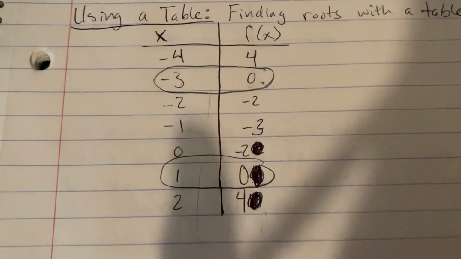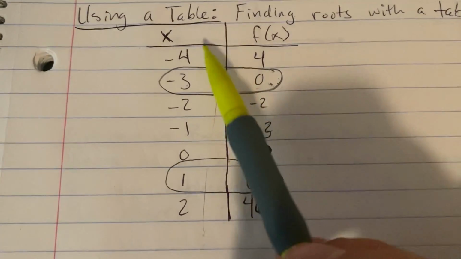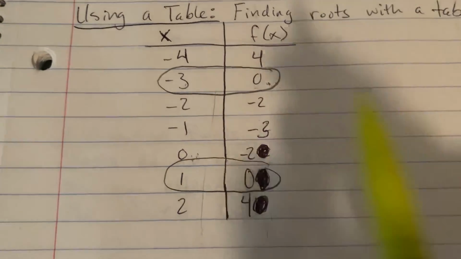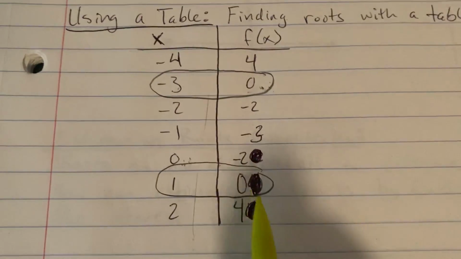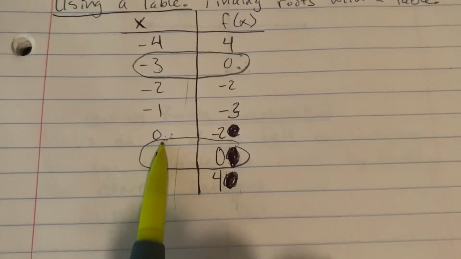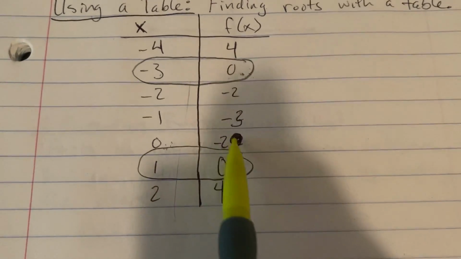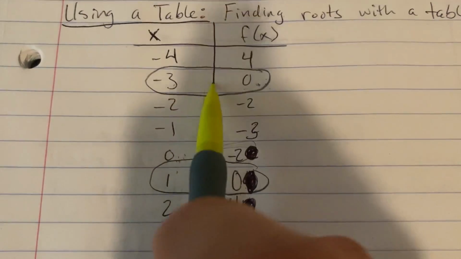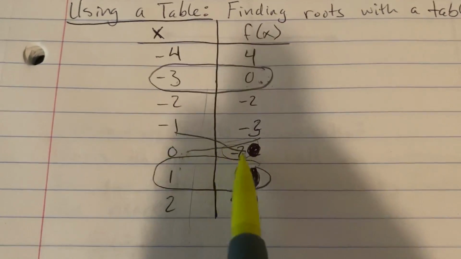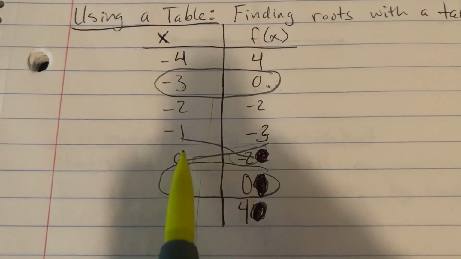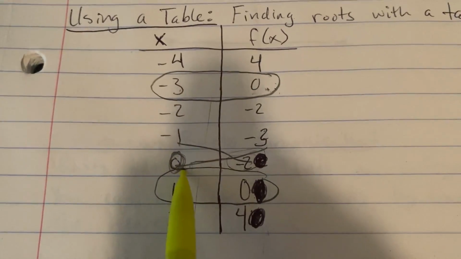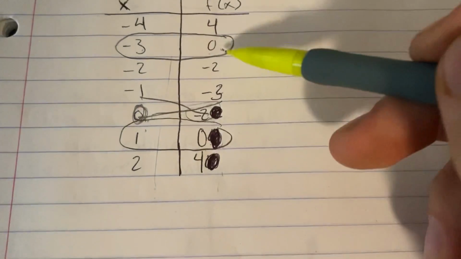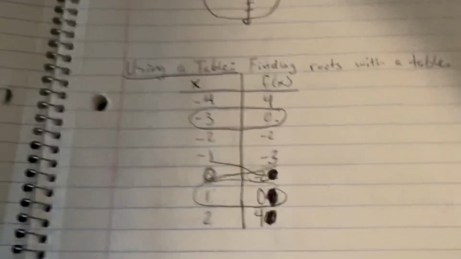Now, this is important to not get tripped up, as we see the input here for x is 0. So x is 0, but this is not a root because the output is negative 2. So these two are roots, but this one is not. So be careful: just because x is 0 does not mean it is a root. We want the output, or the y value, to be 0.